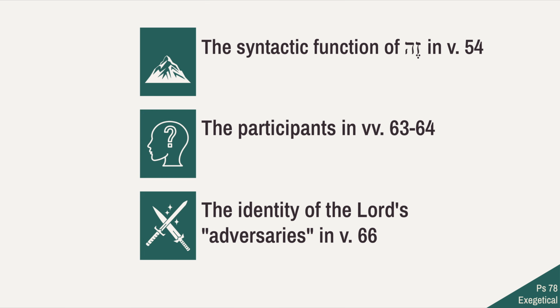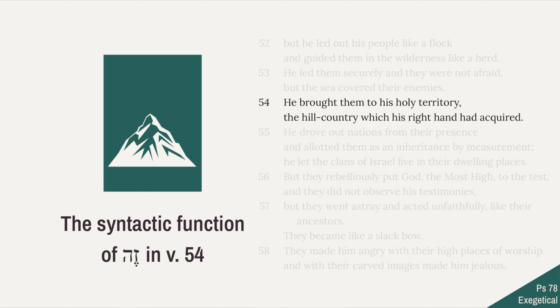How we resolve each of these issues shapes how we see the psalm as a whole. The issue with Ze in verse 54 affects how we see the setting of the psalm. Is the psalmist speaking from Zion, from this mountain to which the Lord brought his people? Well, he might be. The psalm is definitely written from a southern, pro-David, pro-Zion perspective, but the Ze pronoun in verse 54 probably has a relative function: the mountainous area or the hill country which his right hand acquired and in which he settled his people.